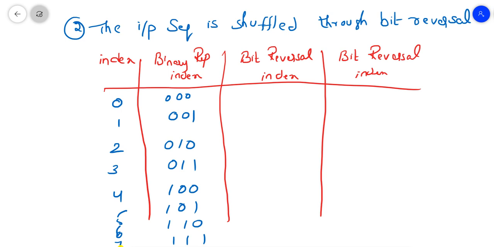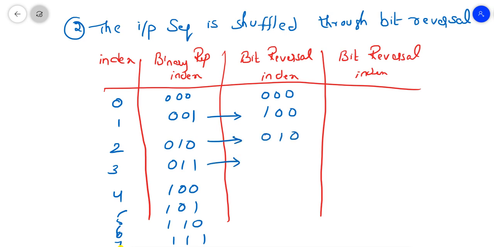Now the bit reversal of this index: we reverse the binary representation. By reversing, 000 is again 000, whereas 100 after bit reversal becomes 001.